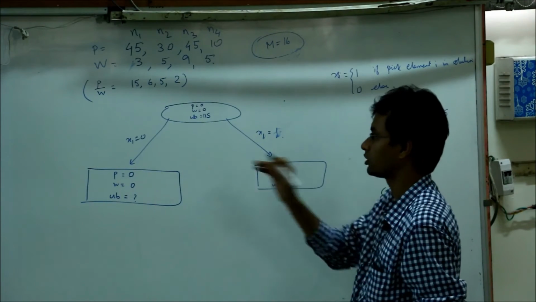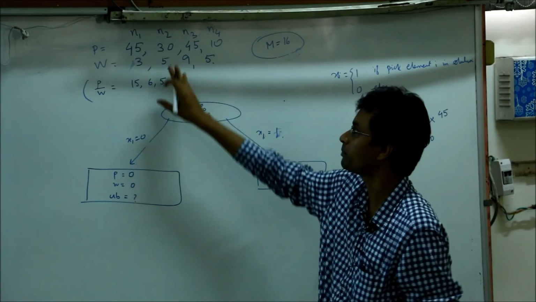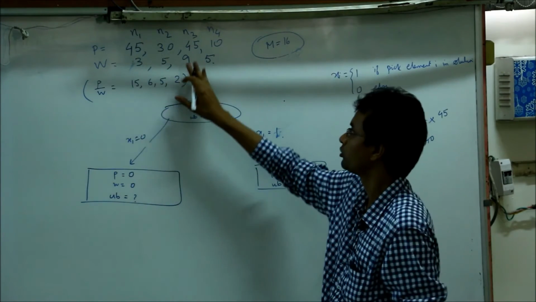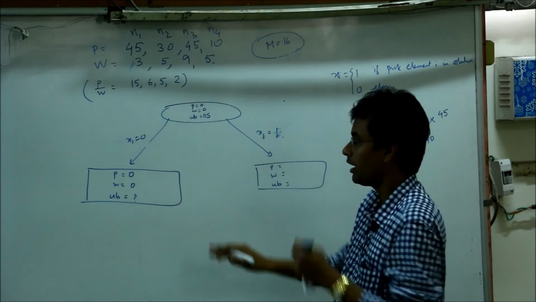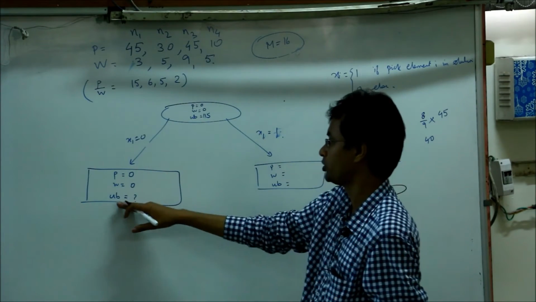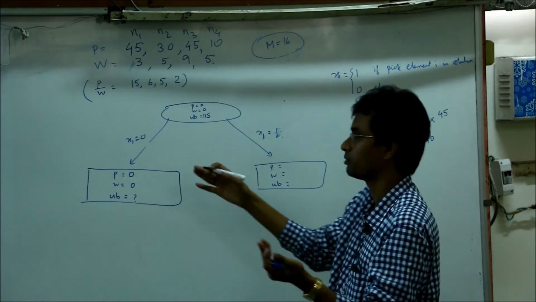Okay, so at this step x1 is equal to 0. So you have not picked the element n1. So your set has only these three elements, n2, n3 and n4. And then what is the upper bound which you can get out of these values? So you just compute that.